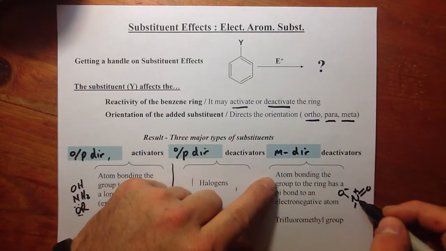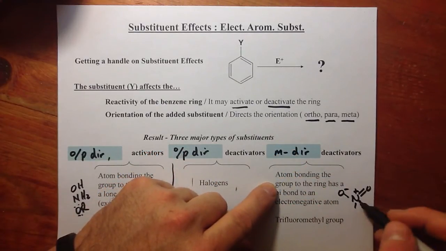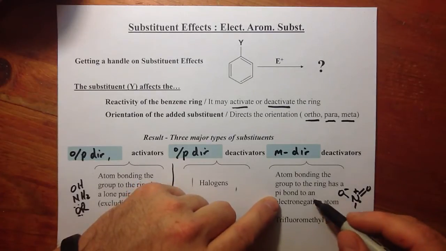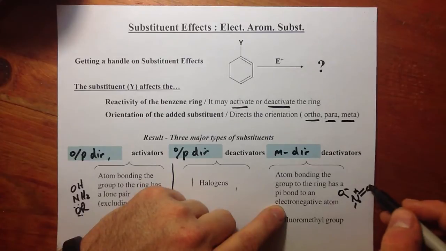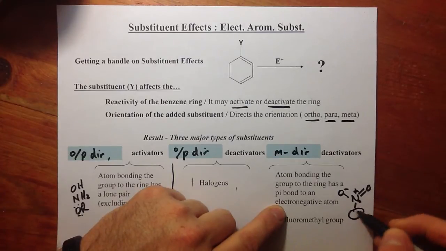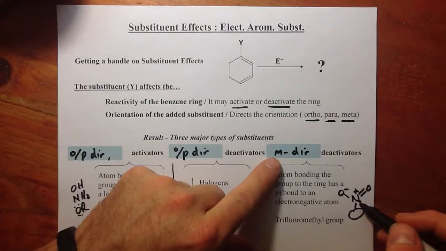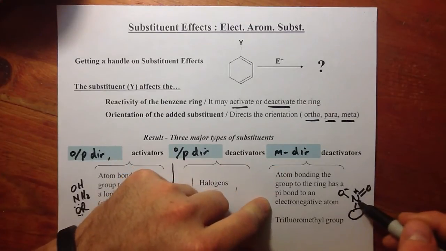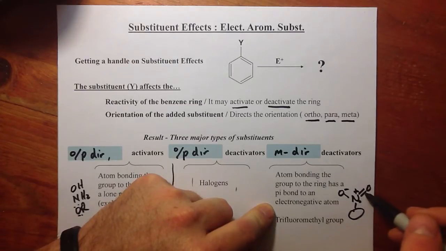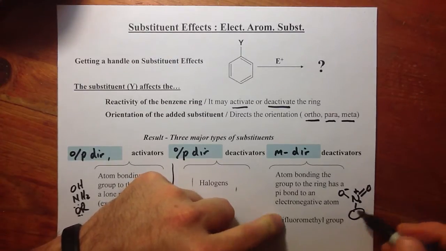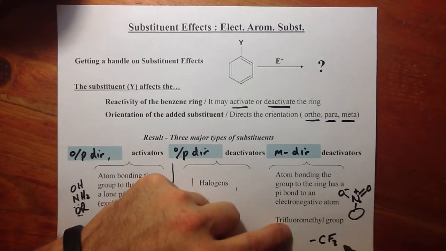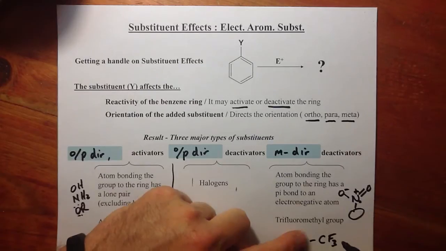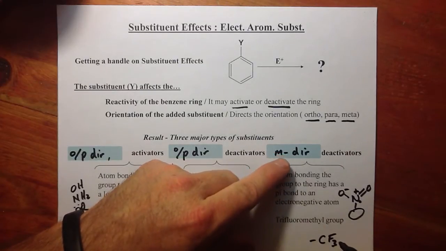The atom bonding the group to the ring has a pi bond to an electronegative atom. So there's the pi bond to the oxygen. And if this was on the benzene ring, this would be a meta-directing deactivator because the atom bonding the group to the ring has a pi bond to an electronegative atom. The last one is a trifluoromethyl group. You just want to know that for different reasons, this is also a meta-directing deactivator.